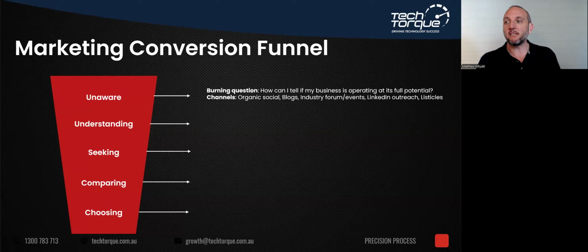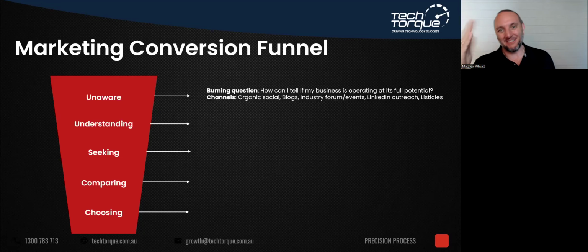How can I tell if my business is operating at full potential? That's probably a reasonably broad question. And we can start answering that and funneling people in to think how we want them to think. We do that through organic social and blogs and industry forums and events and LinkedIn outreach and listicles. A listicle is just the top 5 ways that we helped X to do Y through Z, or that type of thing. The 7 secrets to, or the 5 elements of, right? And you want to make it always an odd number for some reason, but that's what a listicle is.